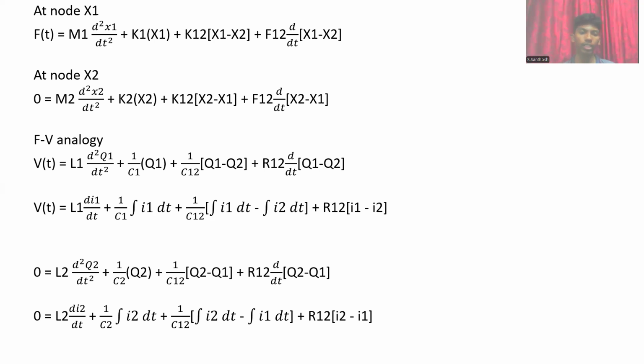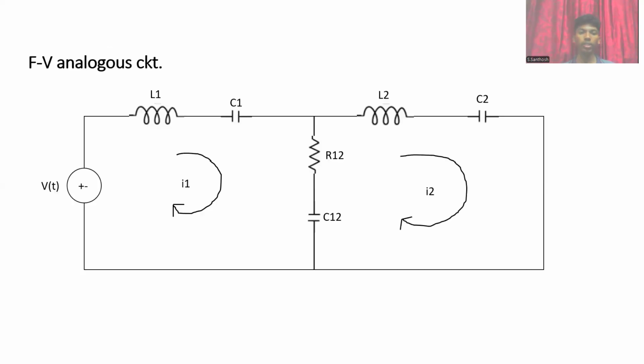seeing these equations, we can say that L1 di1 by dt and 1 by C1 integral of I1 dt and then R12 I1 minus R12 I2, they're all kind of the voltage equations, voltage terms of inductance, capacitance, and resistance. So looking into that, we'll be constructing the circuit. So this will be the circuit.